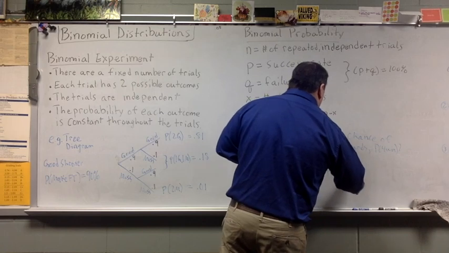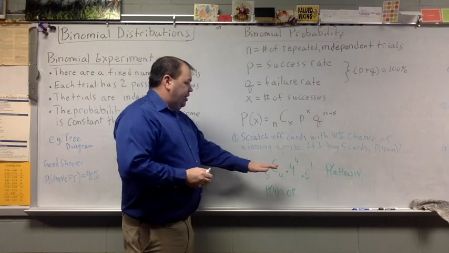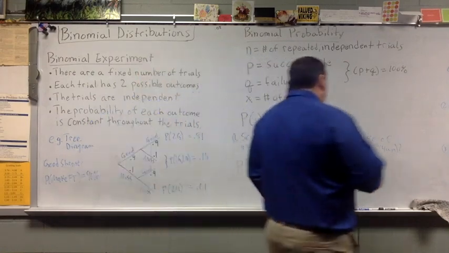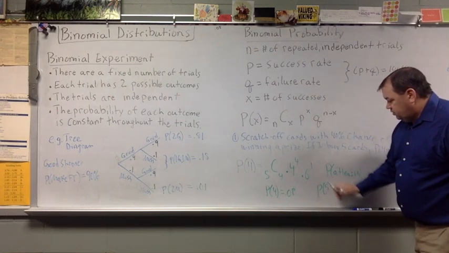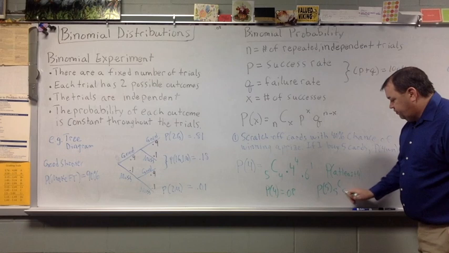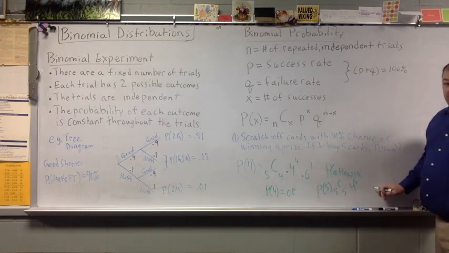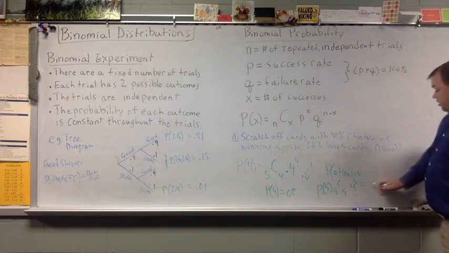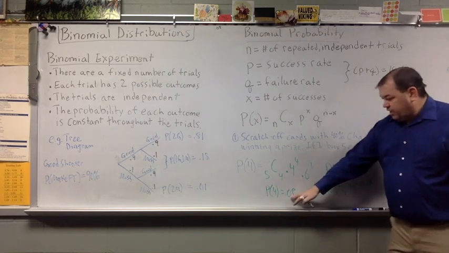Now, you have to be careful on their wording because if they instead said, what's the probability of at least 4 winners? Not only do I have to do this probability, I would also have to do the probability of getting 5 wins. So 5 wins would be 5 choose 5. My success rate would be all 5, and I wouldn't have any failures. So if I take that and calculate it out, I end up with 1%. So the probability of at least 4 is 8%.